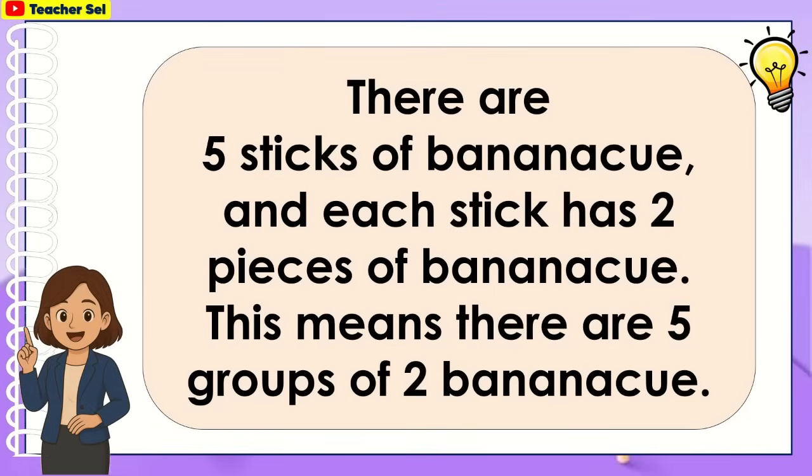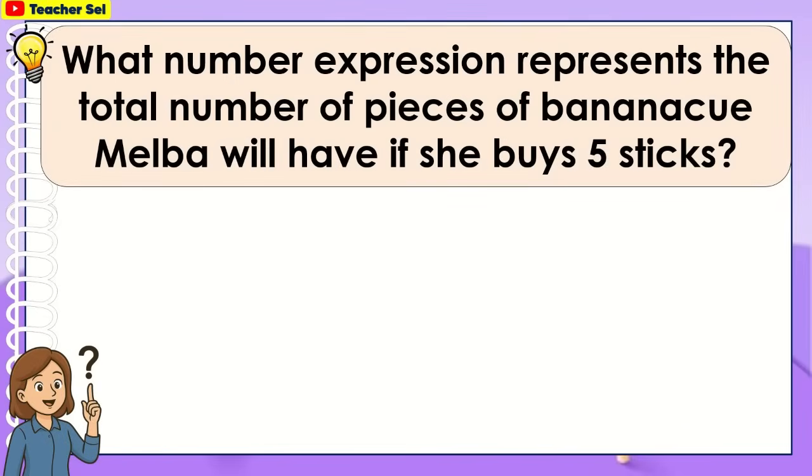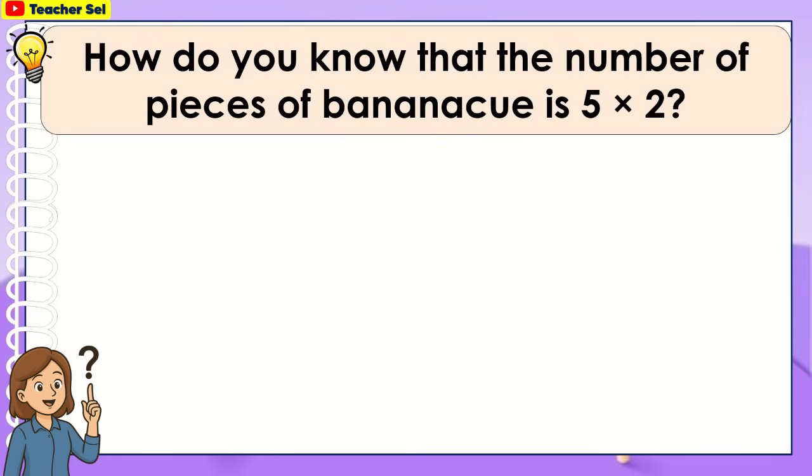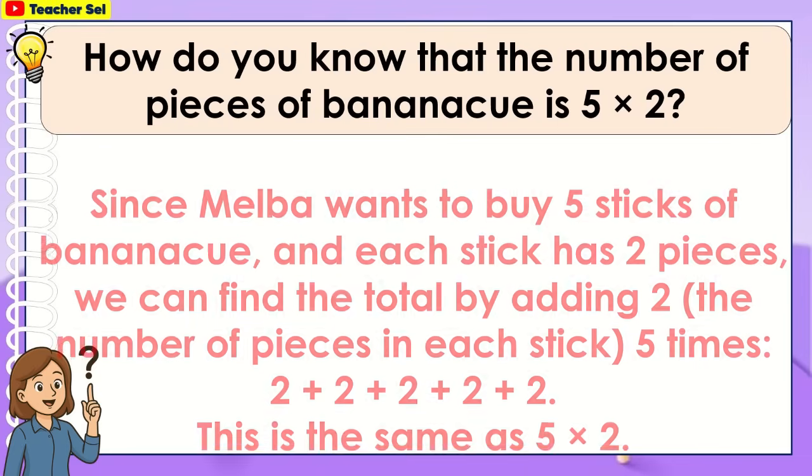There are 5 sticks of banana Q and each stick has 2 pieces of banana Q. This means there are 5 groups of 2 banana Q. What number expression represents the total number of pieces of banana Q Melba will have if she buys 5 sticks? The total number of pieces of banana Q can be represented as 5 times 2. How do you know that the number of pieces of banana Q is 5 times 2?